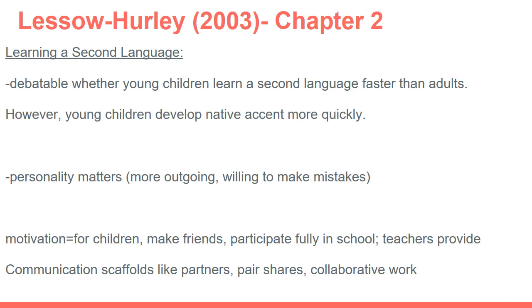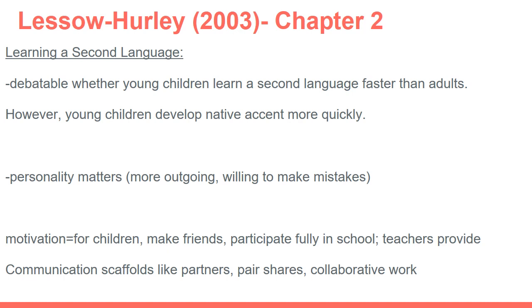But something that's important is that personality matters. So the more outgoing students are, the more willing they are to make mistakes, the faster someone will learn a second language. So often children are more motivated to learn a language because they need it to make friends and to participate in school. They receive more support from their teachers, and they have more hours of practicing the language in school. Whereas adults might not have as many formal academic hours learning a language, and they won't have those scaffolds that teachers provide, like partner work, pair shares, where you pair with someone and you share out, and collaborative work.